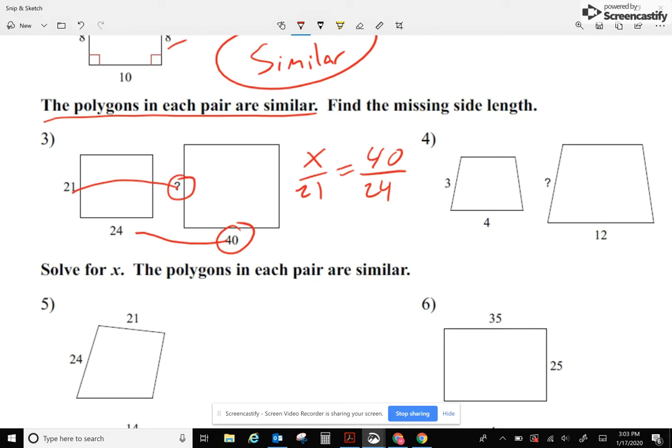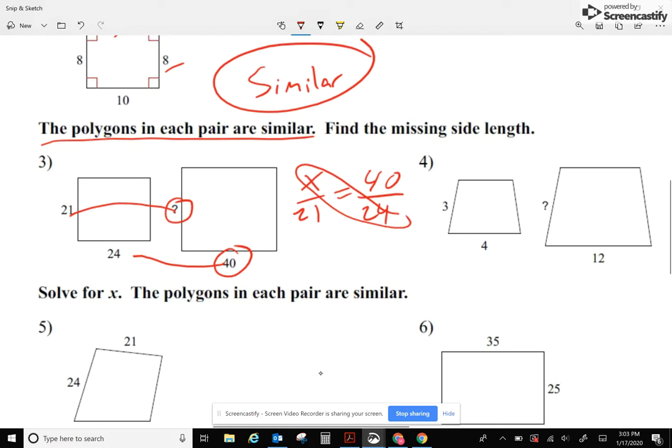Once again, cross multiply, simplify as much as we want. Because I'm going to be using a calculator, I'm not going to simplify. 24 times x, I have 24x. 40 times 21, I have 840. Let me divide each side by 24, and I get that x equals 35.